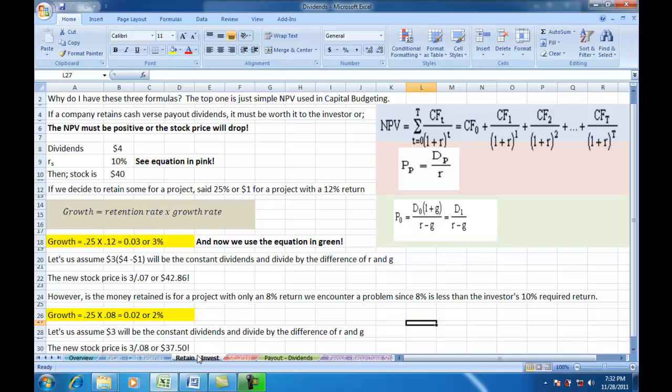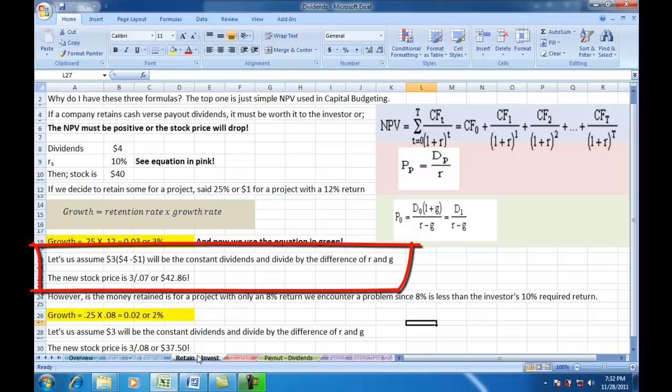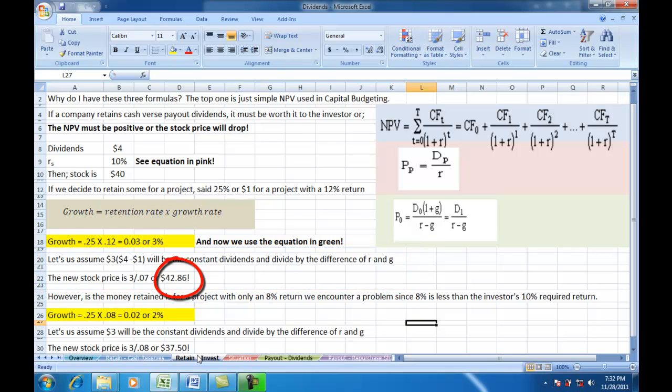Now if I multiply ROE times retention rate, or 25% times 12%, it equals 3%, which is growth. Now plug it into the constant growth model and the new price of the equity is $42.86. As long as the ROE is greater than the Rs, the stock will rise.